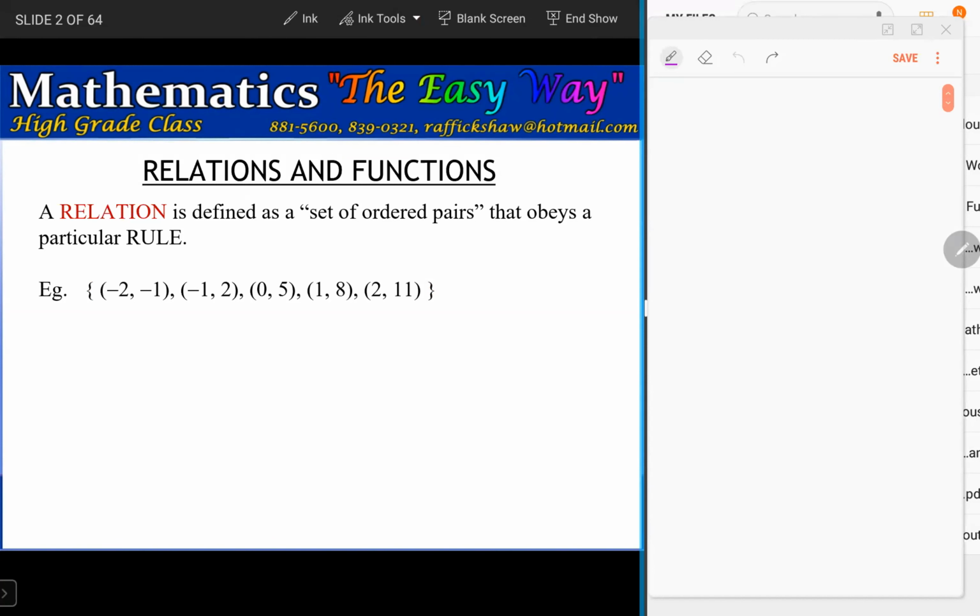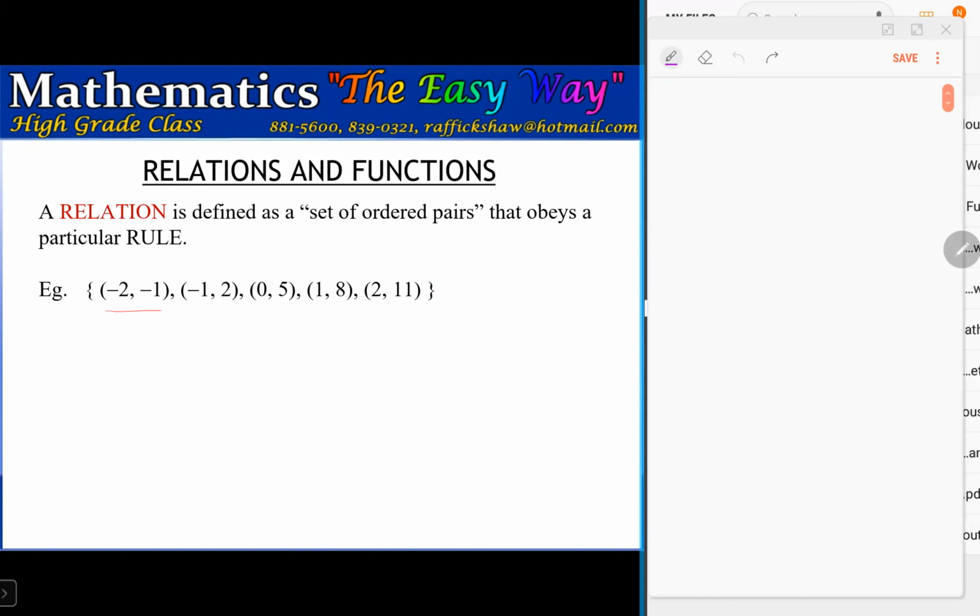And these are the ordered pairs right here. All right, these are your ordered pairs. And the idea is that the -2 and the -1 are related in exactly the same way that the -1 and the 2 here are related, in exactly the same way that the 0 and the 5 are related, in exactly the same way that the 1 and the 8 are related, in exactly the same way that the 2 and the 11 are related.